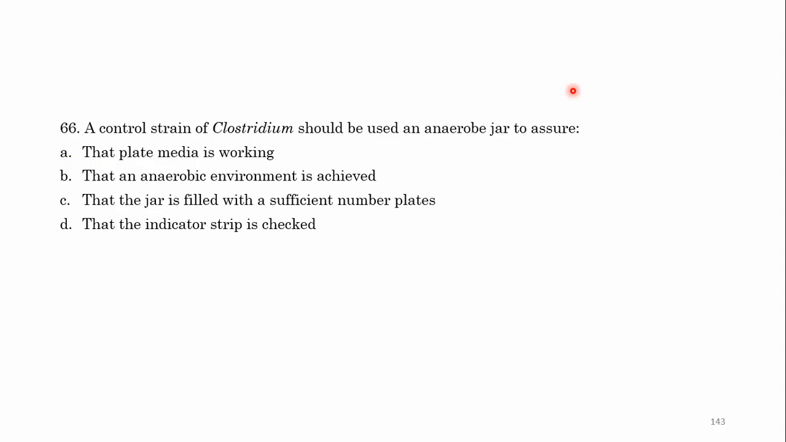66, a controlled strain of Clostridium should be used in an anaerobic jar to assure A, that plate media is working. B, that an anaerobic environment is achieved. C, that the jar is filled with a sufficient number of plates. D, that the indicator strip is checked.